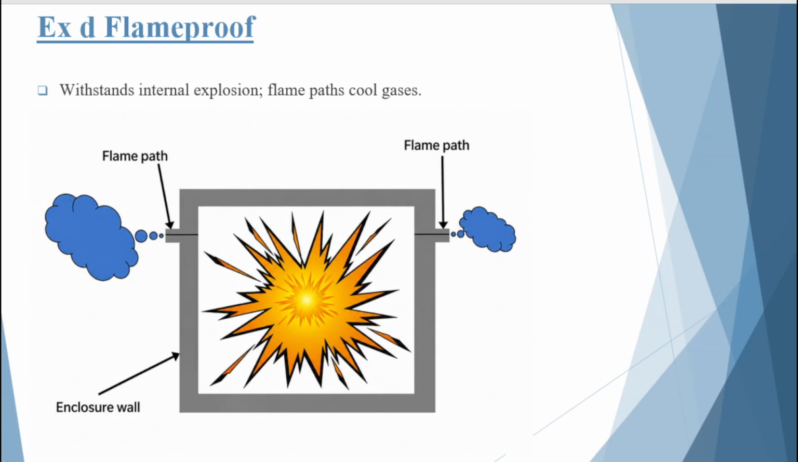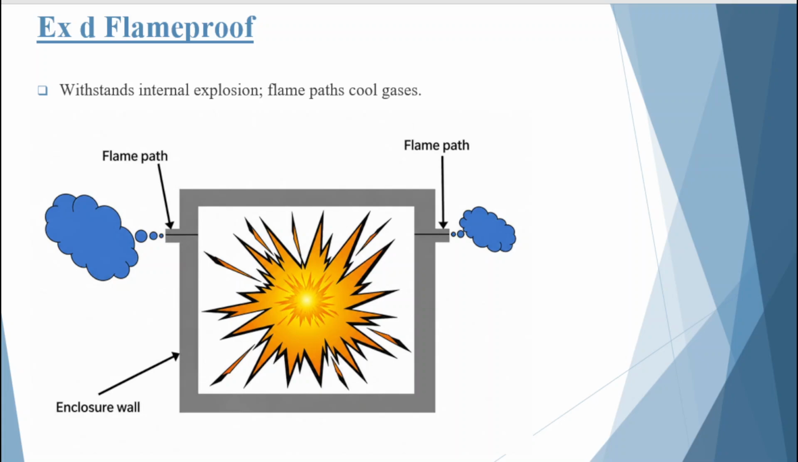Now notice the narrow joint between the enclosure body and the cover. This is called the flame path. When the hot gases produced by the explosion try to escape, they must travel through this long and narrow flame path. As they move through this passage, the metal surfaces absorb heat from the gases. By the time the gases reach the outside, their temperature has dropped below the ignition temperature of the surrounding flammable atmosphere. As a result, no external explosion occurs.